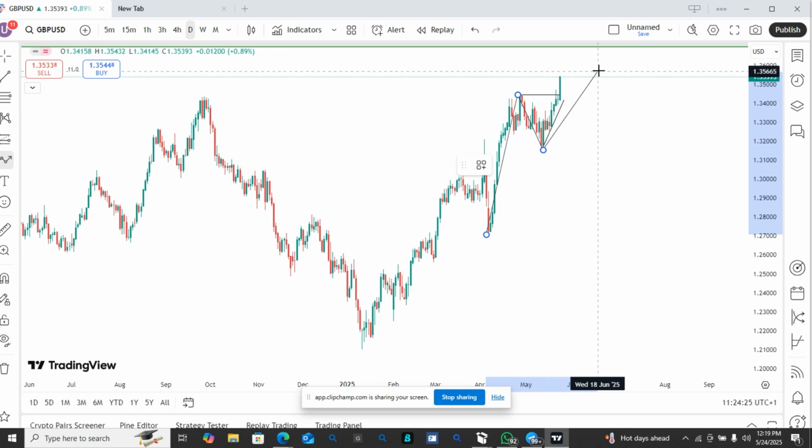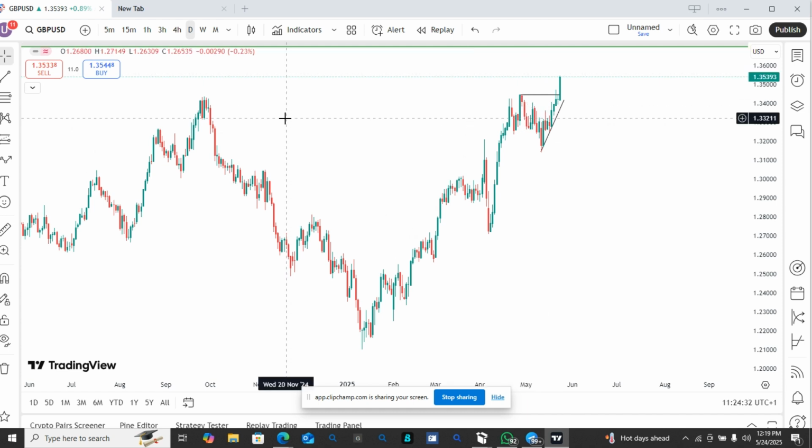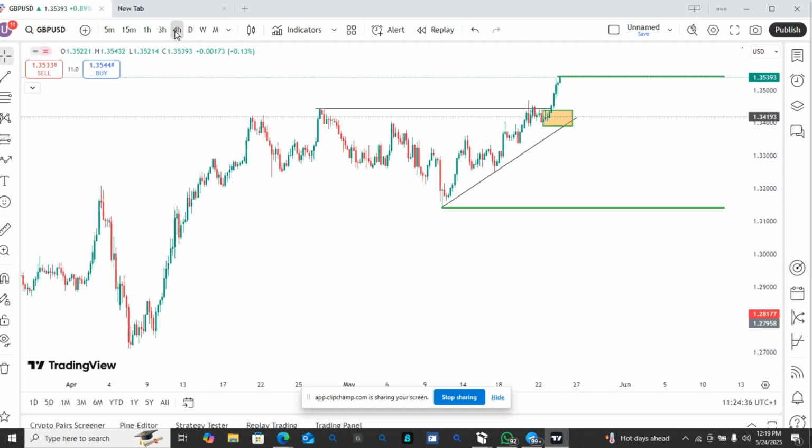So in a daily time frame, we are what? Bullish. So let's move down to 4 hour time frame. And this bullish is getting to that weekly resistance level. So on a 4 hour time frame, let's see what will happen. On a 4 hour time frame, we're also bullish.